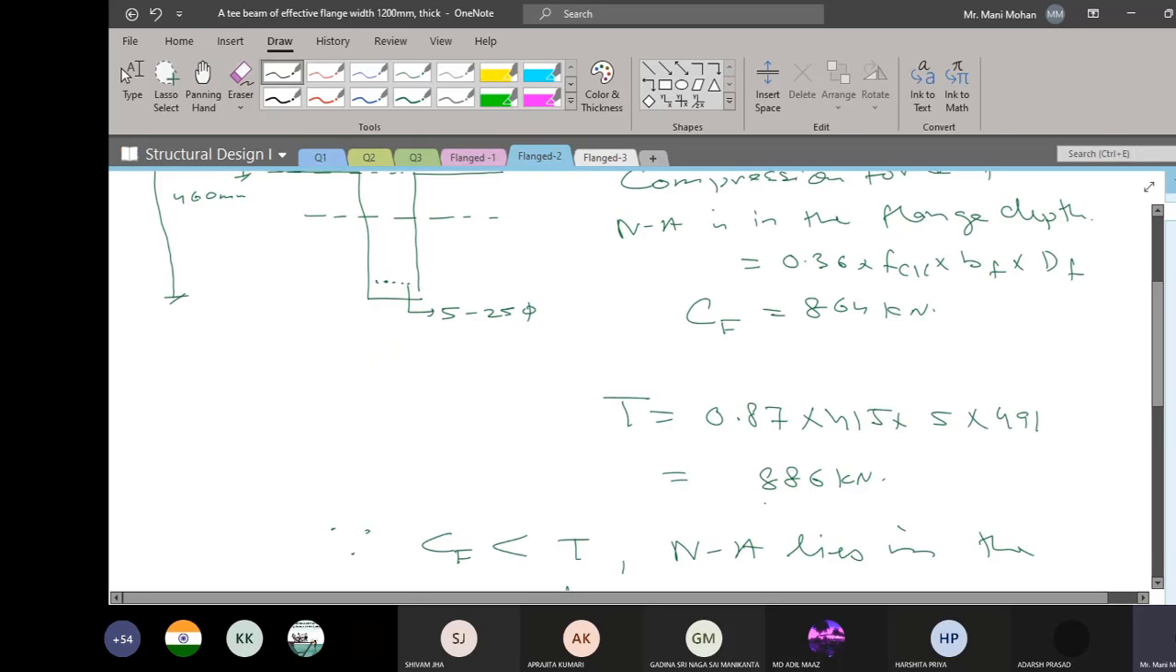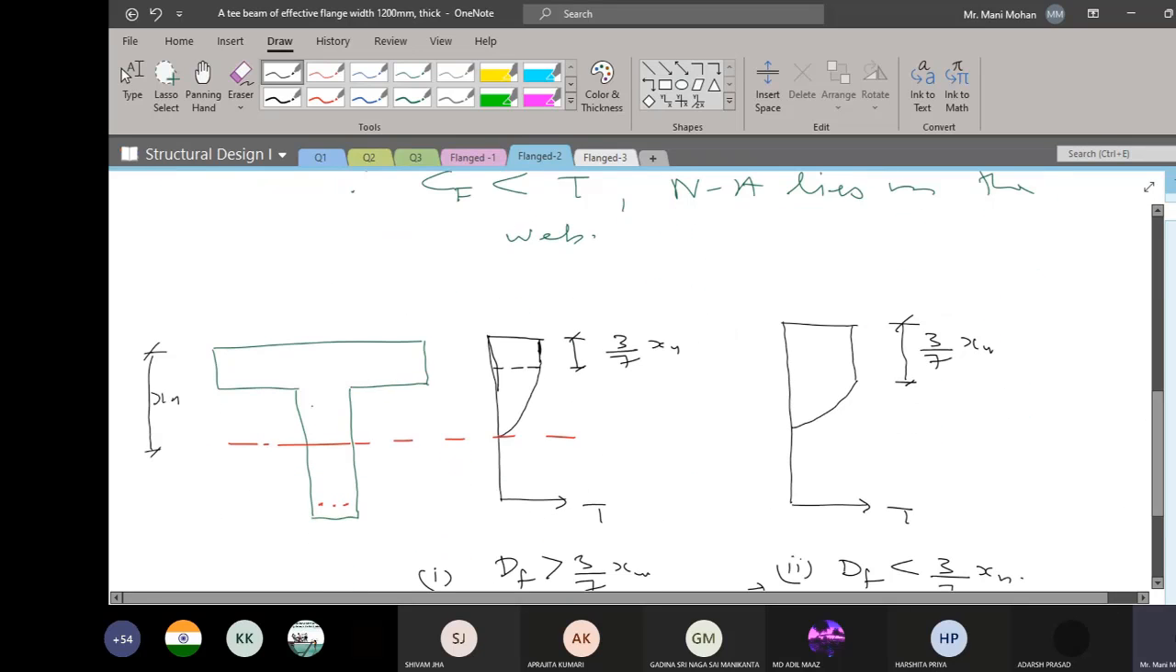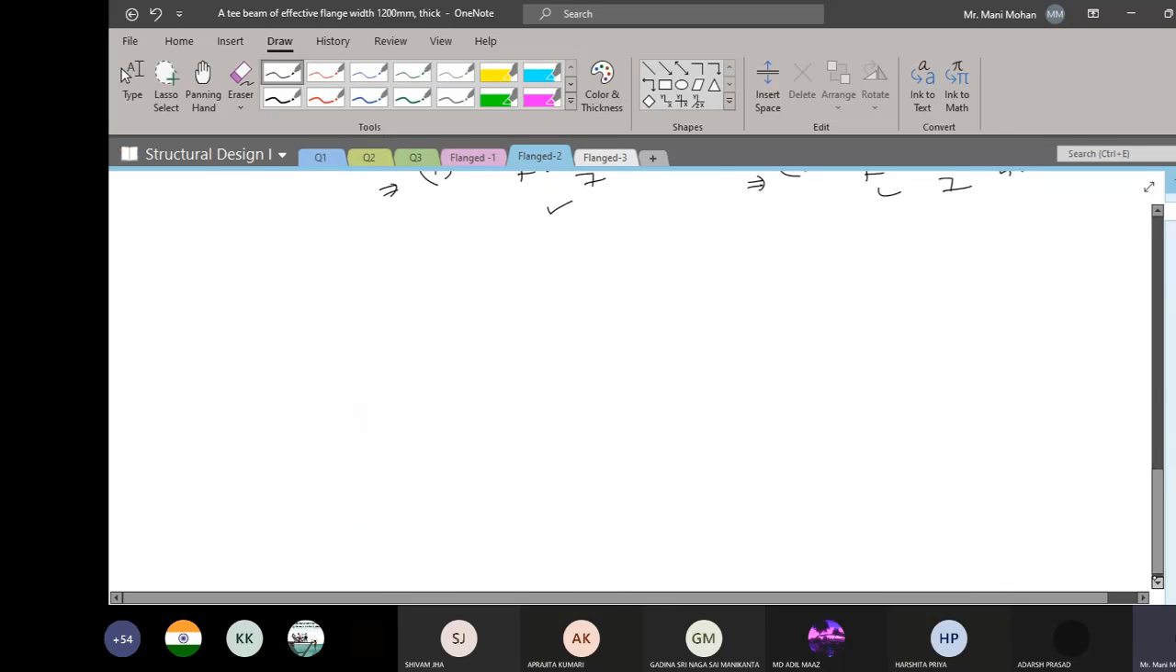Now please observe this. This is 886 kilonewton. This is 864 kilonewton. I just need how much force? 886 is fixed. So I need a very small magnitude of force, almost nearly 22 kilonewton. So for increasing 22 kilonewton, maybe this is not the depth. Your neutral axis, draw this again.